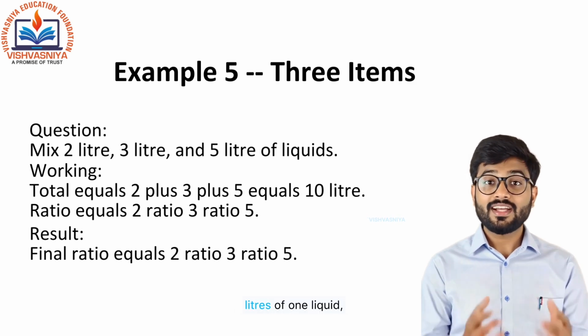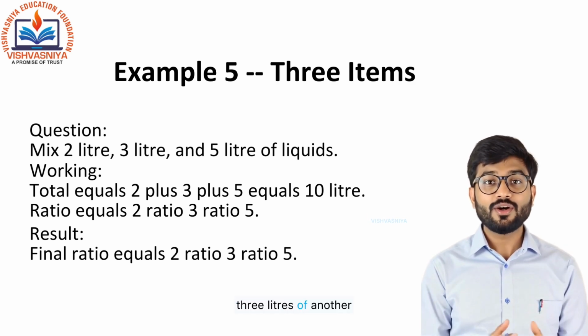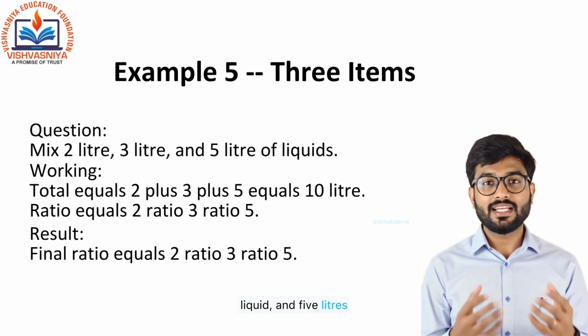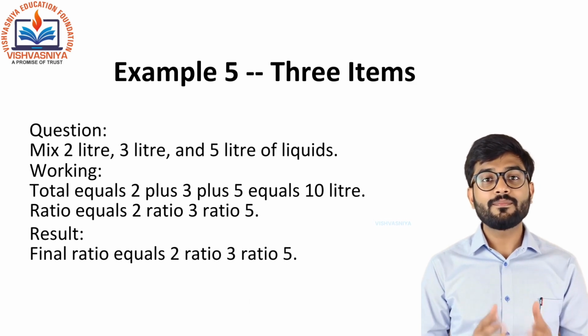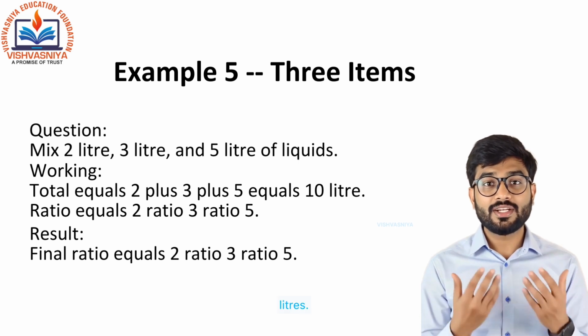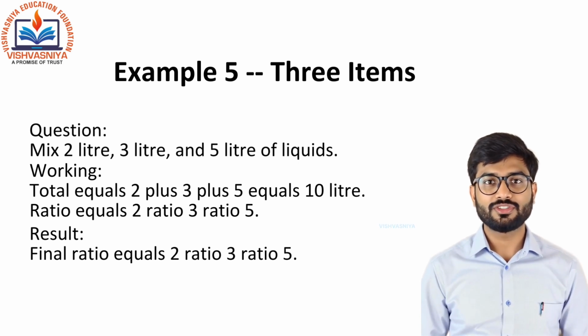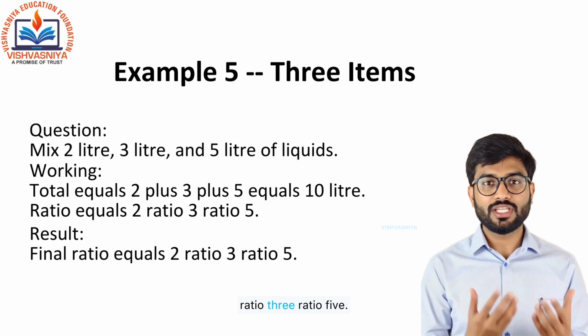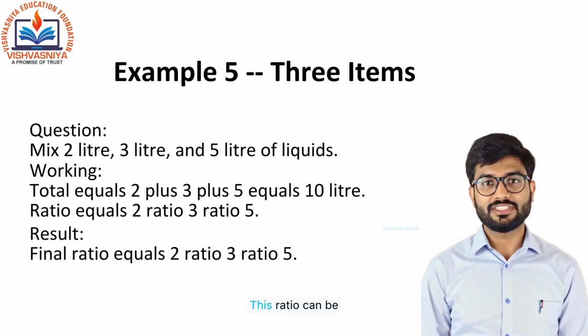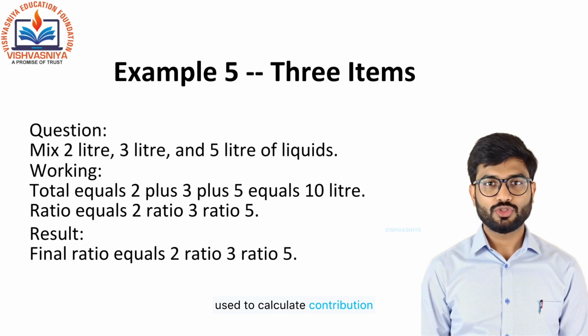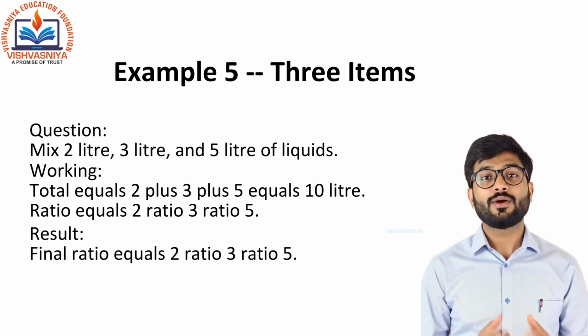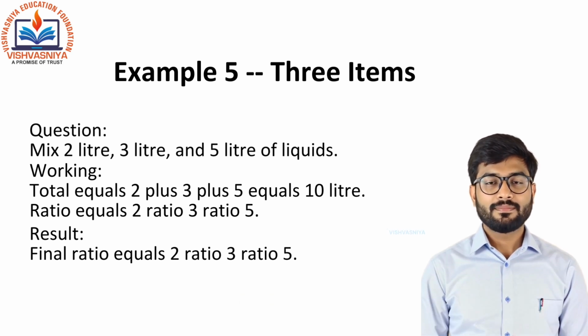Suppose you mix 2 liters of one liquid, 3 liters of another liquid, and 5 liters of a third liquid. Total mixture equals 10 liters. The ratio of the 3 liquids becomes 2:3:5. This ratio can be used to calculate contribution or concentration for any required part of the mixture.